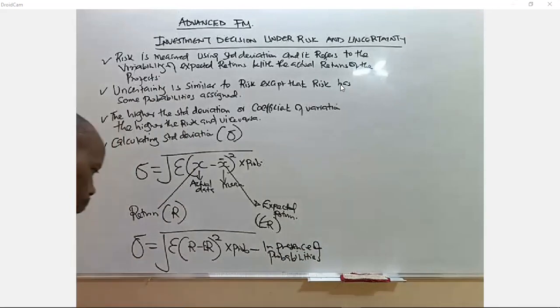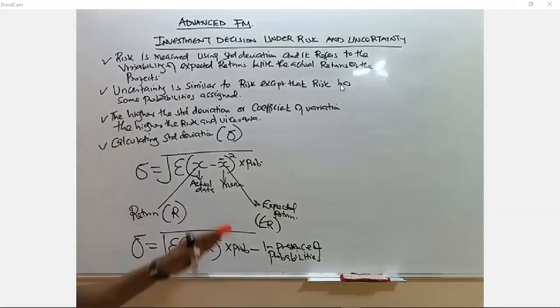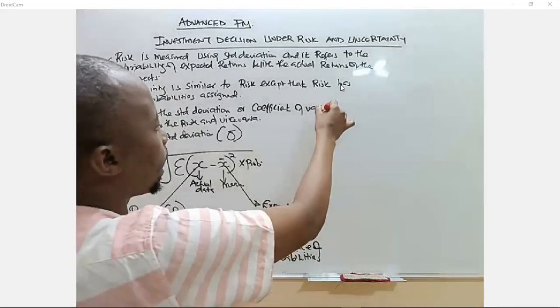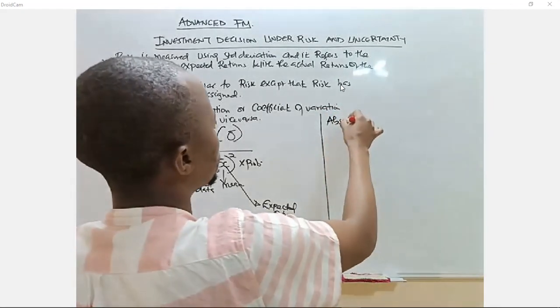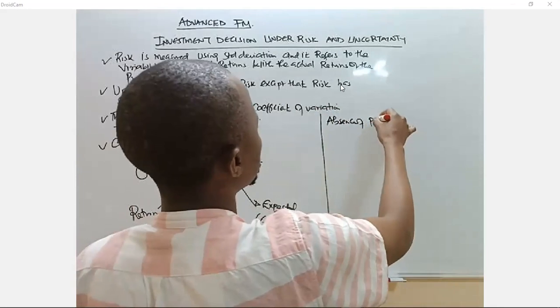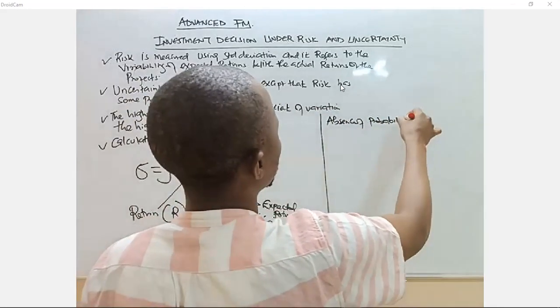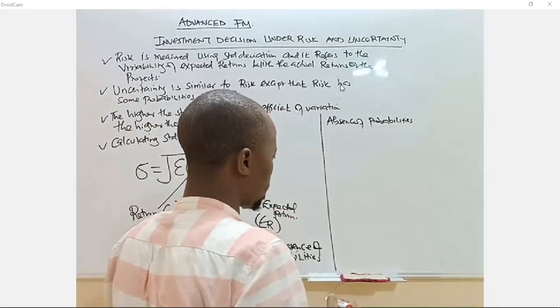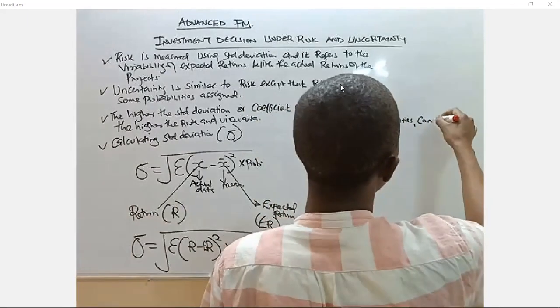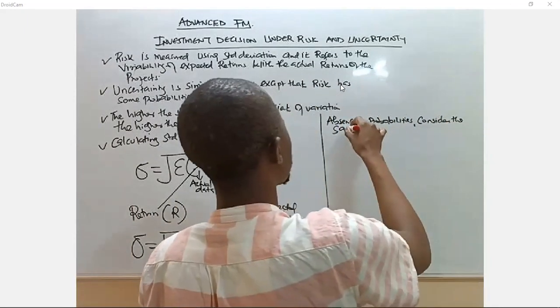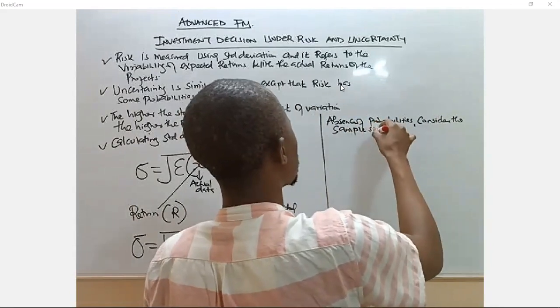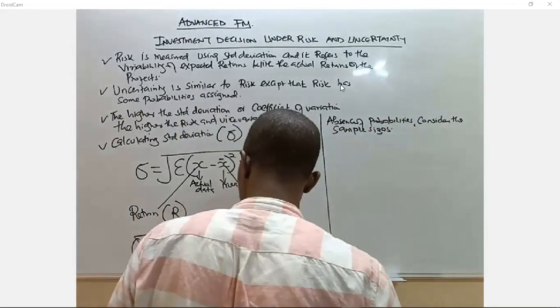Under the presence of probabilities. But what about the absence? We normally say, when there is an absence of probabilities, consider the sample size. How am I going to be considering the sample size?